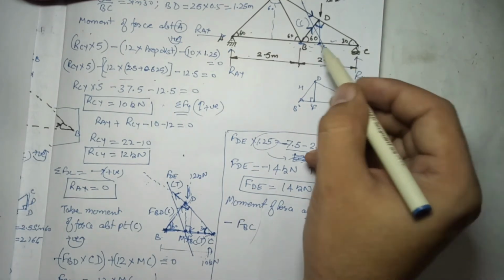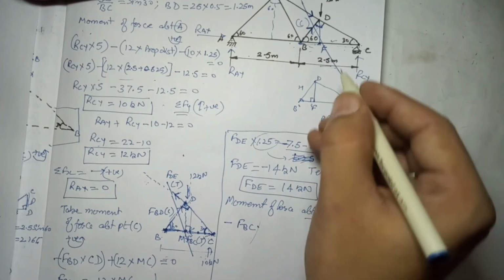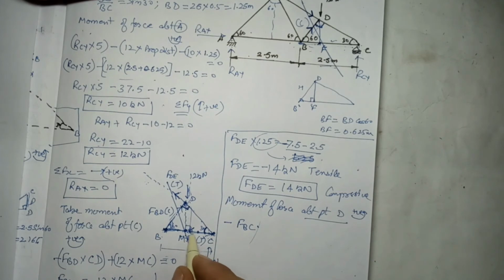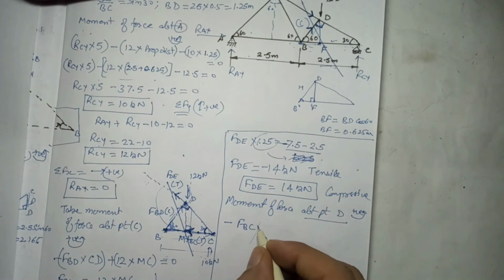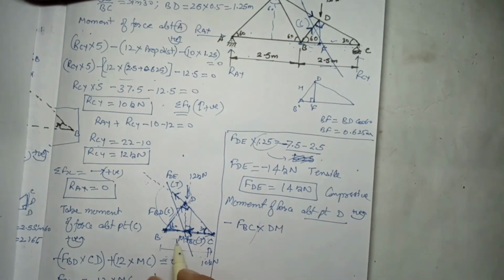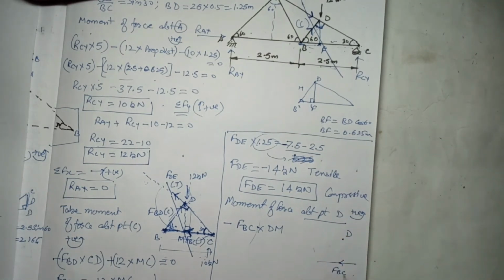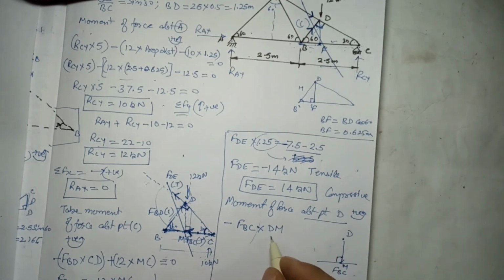So when I write FBC, this value minus, because you can see in this diagram it will be more clear. FBC I have taken this side, tensile, and we are taking the moment about this point, so it is going clockwise. So minus FBC into perpendicular distance, that is DM. Where is DM? You can see this distance. If this is the point about which we are taking the force and force is going in this direction, this is clockwise and we need to find out this distance. This is DM. So minus FBC into DM.